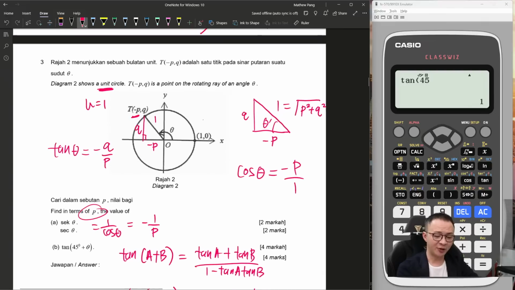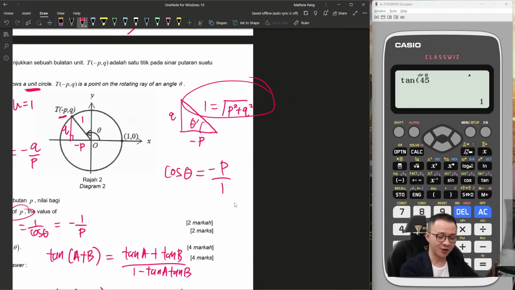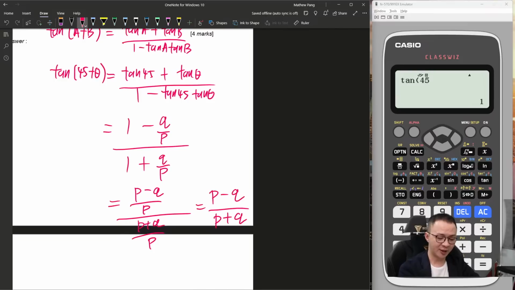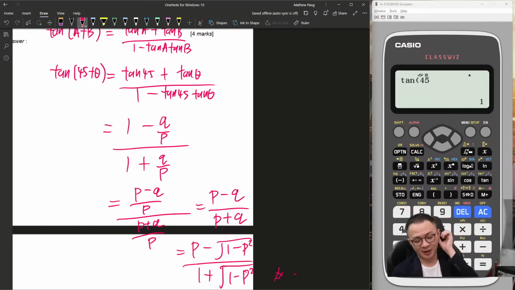So I will make Q the subject from my Pythagoras equation. P squared plus Q squared equals 1 squared. So Q should equal square root of 1 minus P squared. Okay, so you just move around and get Q. Then this one is square root of 1 minus P squared over 1 plus square root of 1 minus P squared. Done. So this is what happened from tangent 45 plus theta.